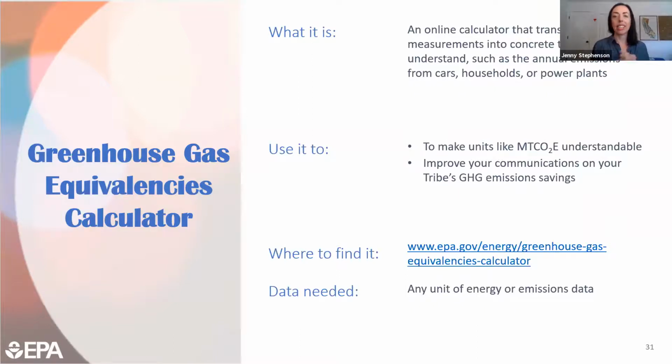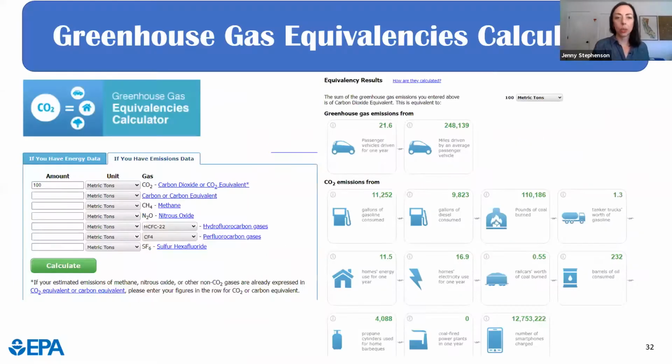It makes these abstract things, like a metric ton of carbon, understandable. What is that equivalent to? It can help you improve your communications with your community, with your leadership. So all you need for data is any unit of energy or emissions data. This is what the tool looks like. It's all online. You simply type in what you have.